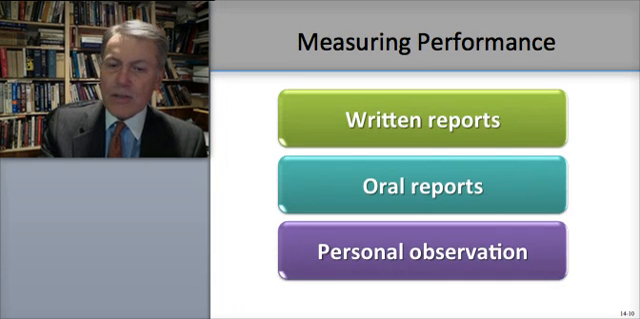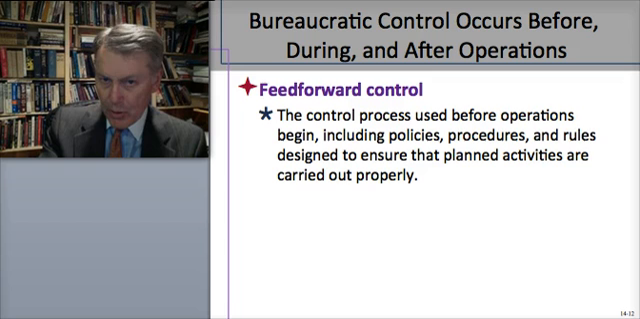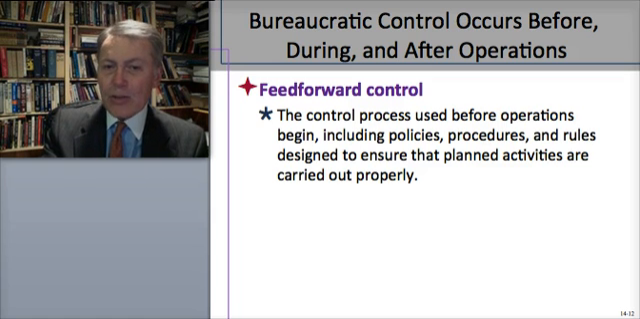Measuring performance is done through written reports, oral reports, and personal observation. Comparing the performance with the standard. The principle of exception: a managerial principle stating that control is enhanced by concentrating on the exceptions or significant deviations from the expected result or standard. Bureaucratic control occurs before, during, and after operations. Feed-forward control is the control process used before operations begin, including policies, procedures, and rules designed to ensure that planned activities are carried out properly.